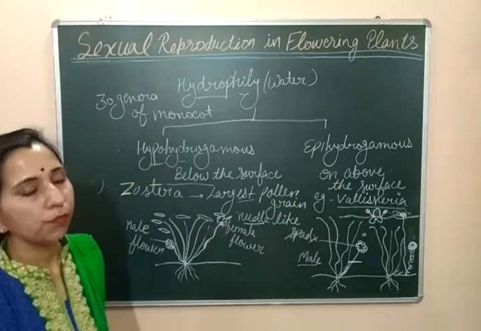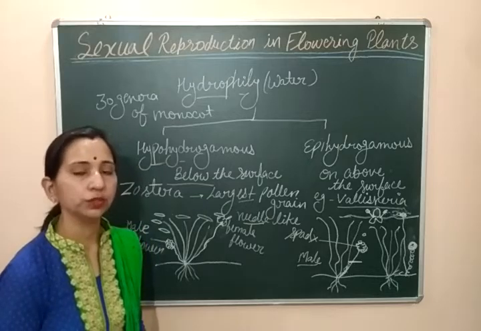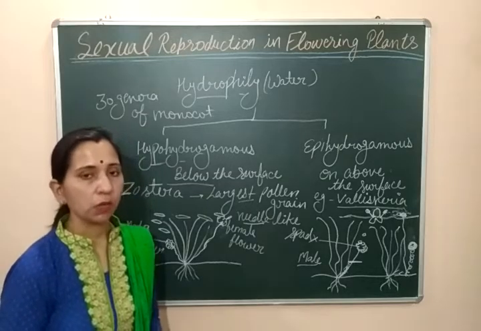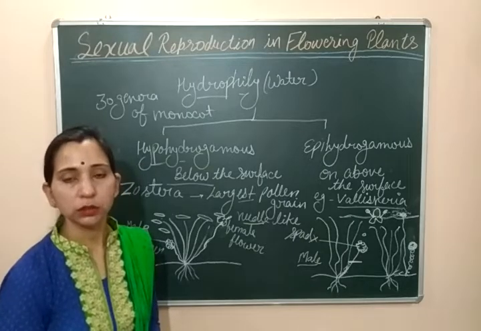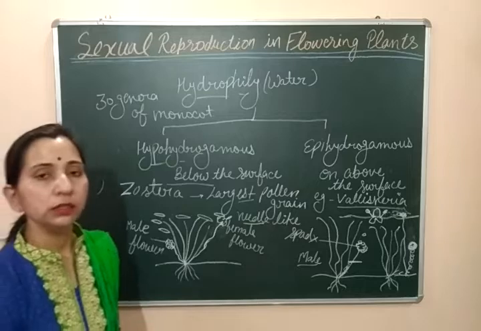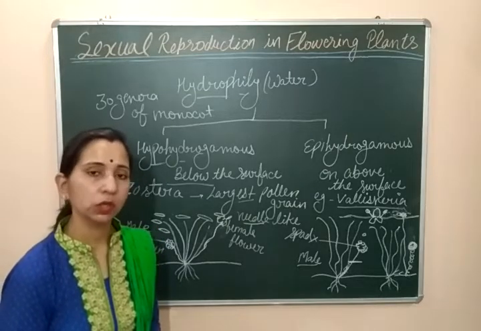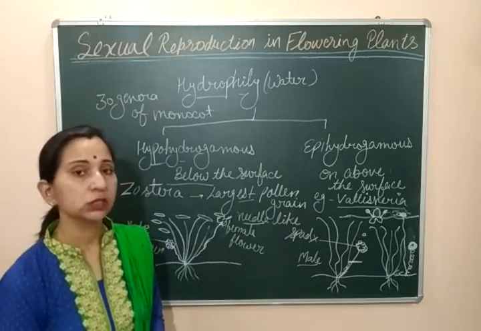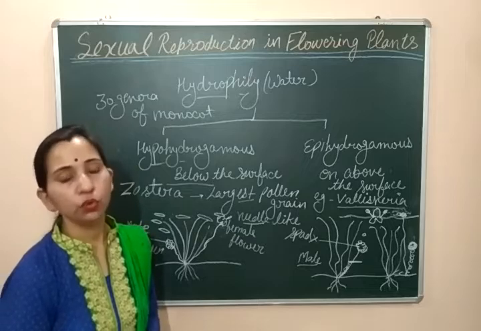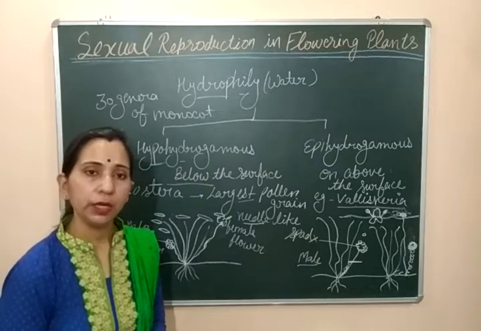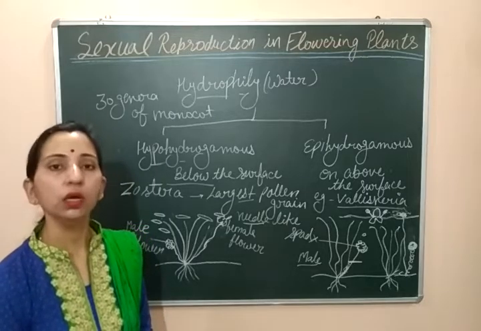Like these, some other examples are also given in your NCERT book. That is the example of water hyacinth and water lily. They are also aquatic plants, but they are not using water as a pollinating agency. In such plants, pollination is done by insects or by wind because they have flowers which grow on the surface of the water. They are present above the surface of water, so they do not require water as a medium. In such plants, pollination is done with the help of insects or wind.